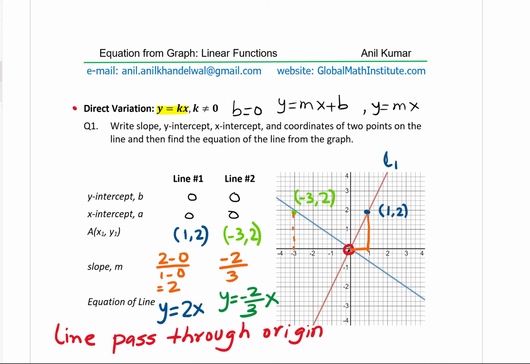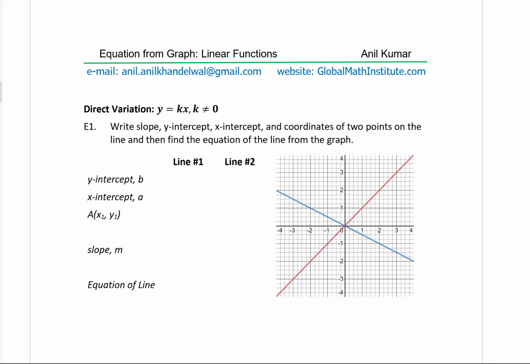Now let's take up the next example, which is also on direct variation. You need to write down the equation of these two lines. Let this be an exercise for you. I'd like you to pause the video, answer this question, and then look into my suggestions.